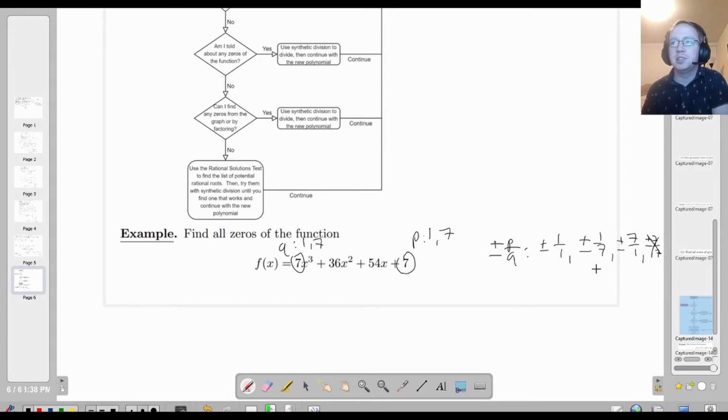So I have a total of 6 guys I might need to try here, but I'm really just going to keep going till I find one that works. So I could try 1, I could try -1, I could try 1/7, I'll just spoil it for you. None of those guys work.